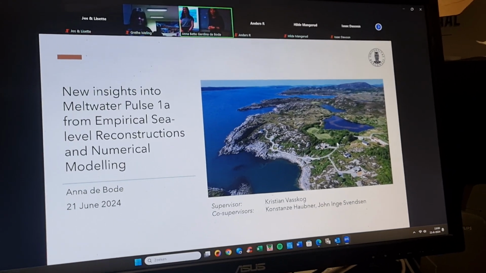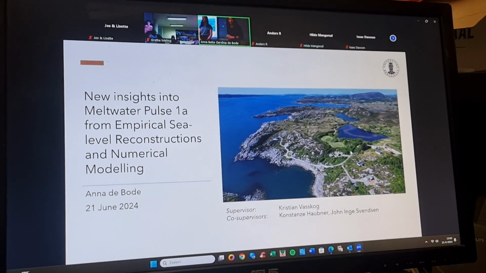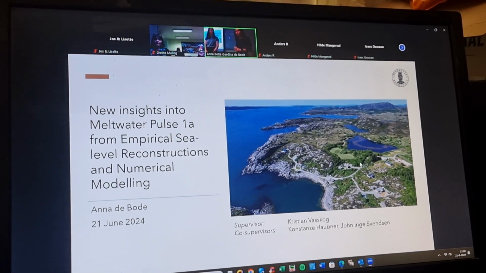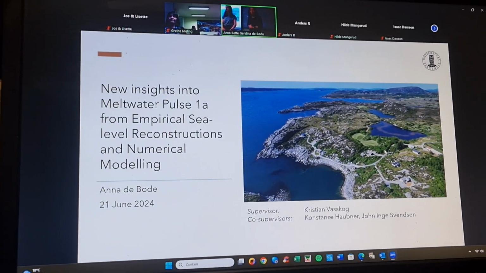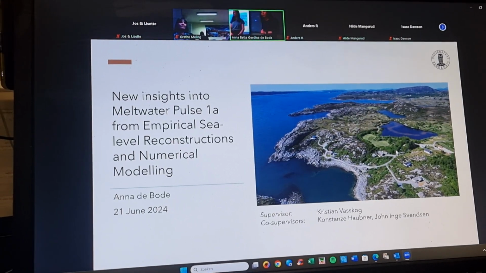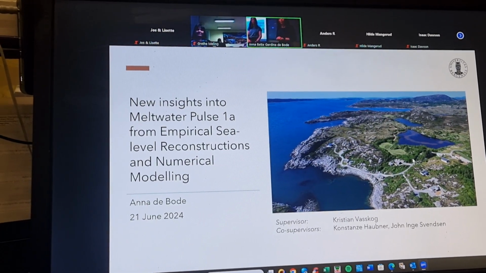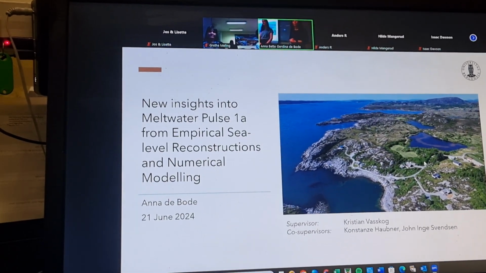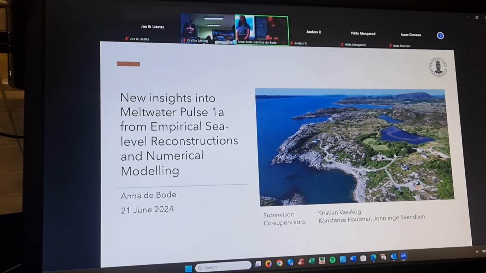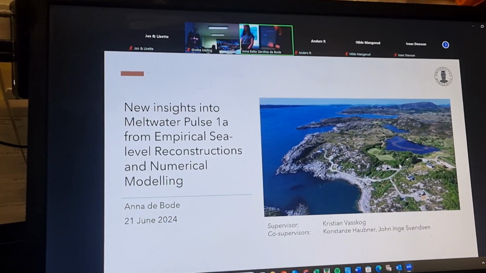New insight into meltwater pulse 1A from empirical sea level reconstruction and numerical modeling. And the supervisor has been Christian Vaskog and co-supervisors Constance Havner and Jon Inge Svendsen. And in the committee assessing this is Anna Solmundset from NGU and myself, Kanya Solgren from the department. So the floor is yours.